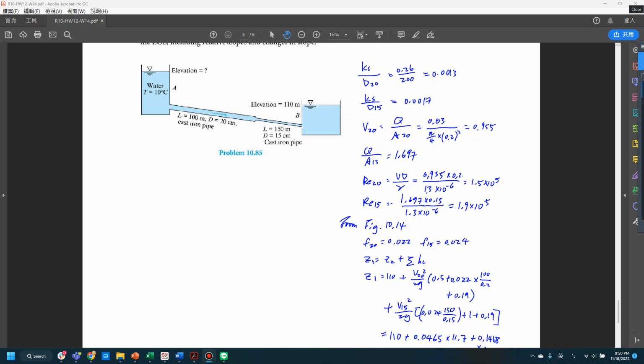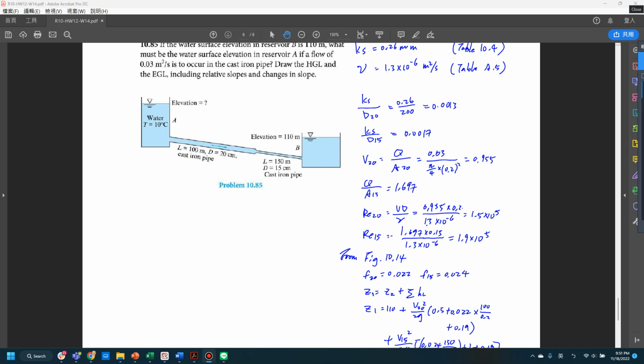Therefore, we need to calculate the head loss, and to do that, we want to calculate the friction head loss in pipe 1 and pipe 2. For that, we will apply the Moody diagram, for which you need the relative roughness and the Reynolds number, using Figure 10.14. So the equation is right on the screen here.